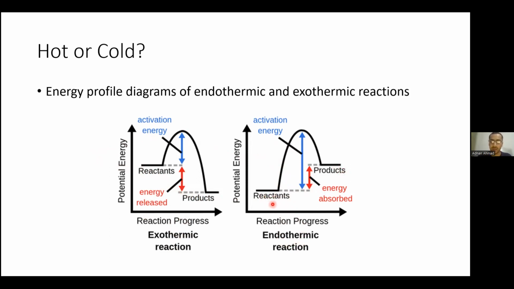So if you can see here, the reactants are lower in energy, and the products are higher in energy. And this is the activation energy. Activation energy is the minimum amount of energy required for the reaction to happen, right? So if the particles are colliding and they are below this energy threshold, the reaction will not take place.